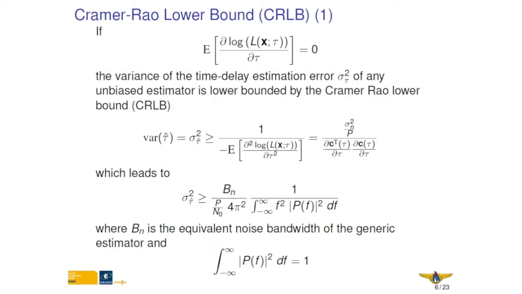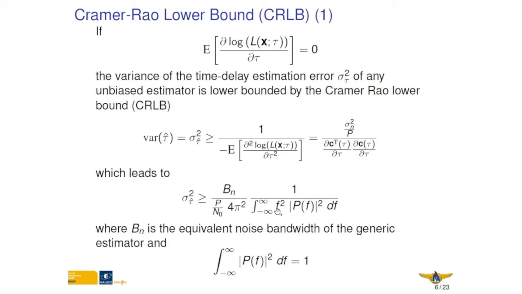And here we can notice now two things. There is the equivalent noise bandwidth of the generic estimator. We have here also the SNR. This can be seen as a signal-to-noise ratio, this first term here, right? Because it's 1 over SNR quasi, and then there's a factor of 4 pi square. And then we have also this factor here, which is called the Gabor bandwidth, or second moment of the power spectral density. There are several names for that.